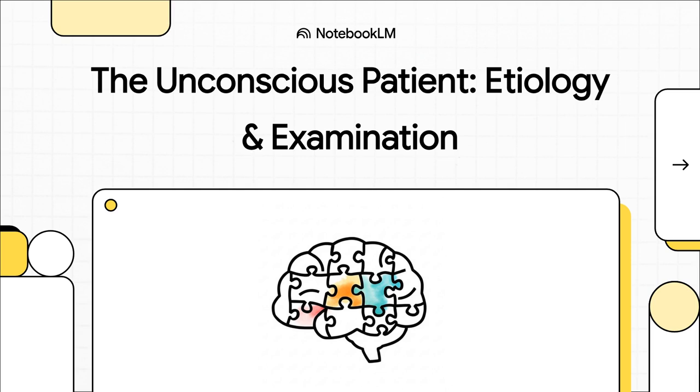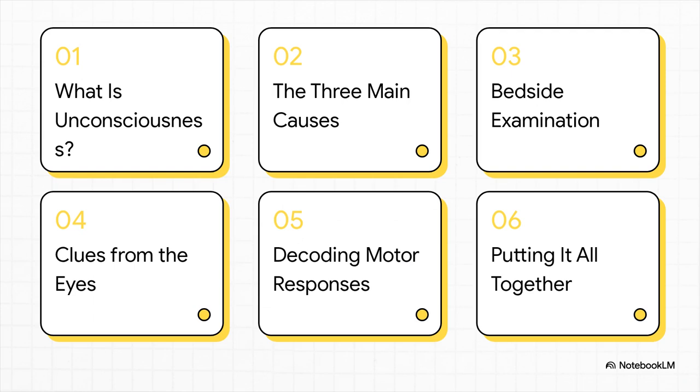So in this explainer, we're going to walk through a really high-yield guide for how to examine the unconscious patient. So here's how we're going to break it down. First, we'll define what unconsciousness even is, neurologically speaking. Then we'll look at the three main buckets of causes. From there, we'll head to the bedside and go step by step through the exam, focusing on the huge clues you can get from the eyes and from motor responses. And finally, we'll see how to put all those puzzle pieces together to figure out what's going on.